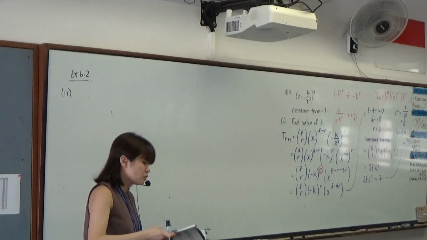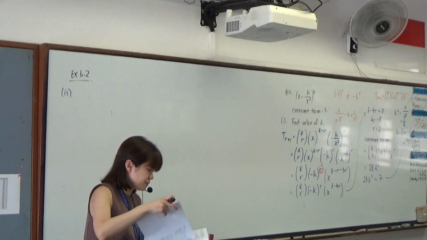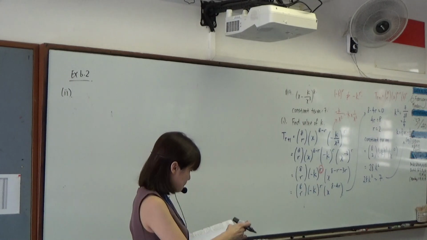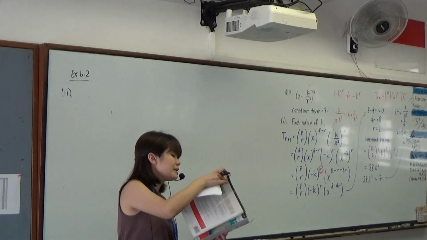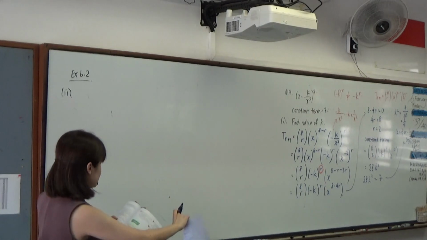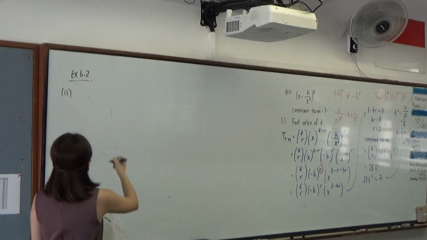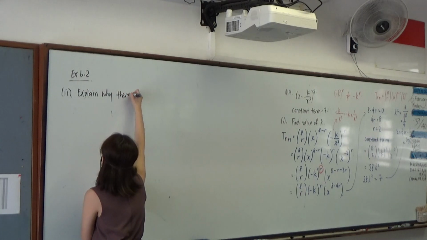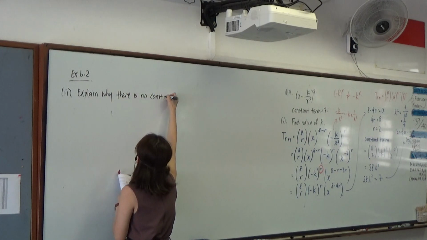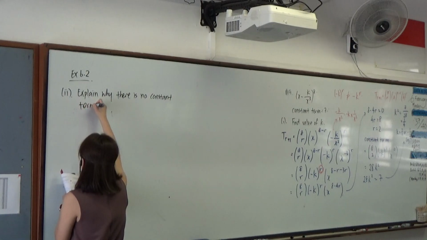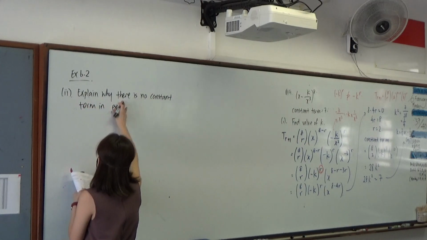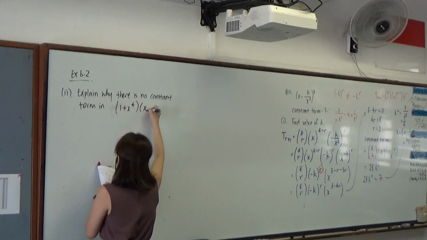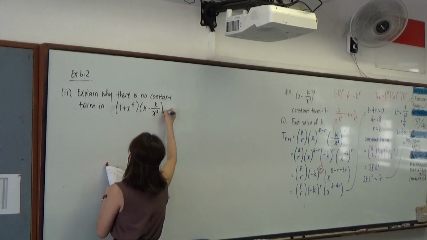Now part 2, I'm sure this is the one that most of you would know. Even if you know how to do it, I want you to make sure you know how to write out your answer. Part 2 asks, using the value of k that we found, which is half, explain why there is no constant term in the expansion of (1 plus x) to the power of 4 times (x minus k over x cubed) to the power of 8.